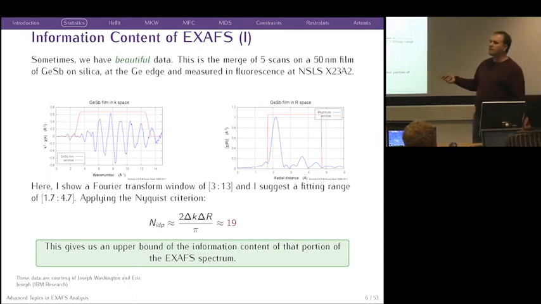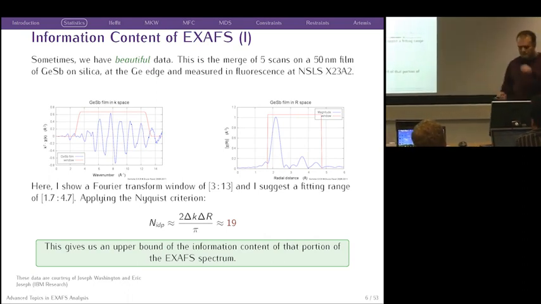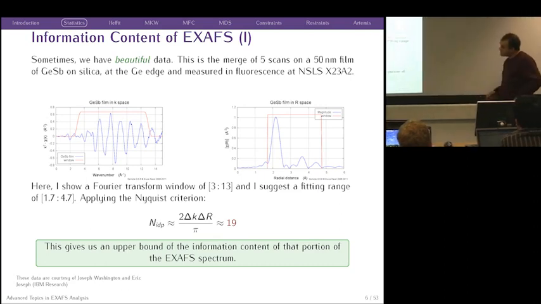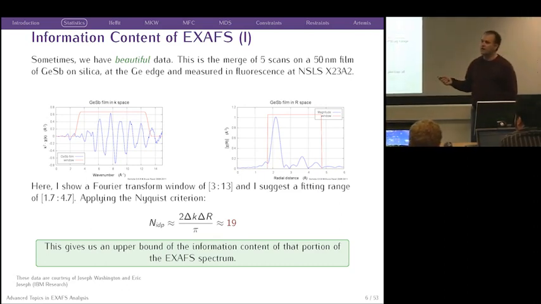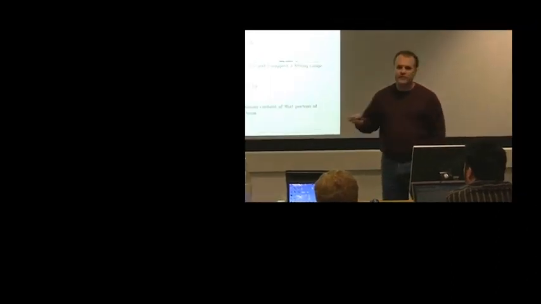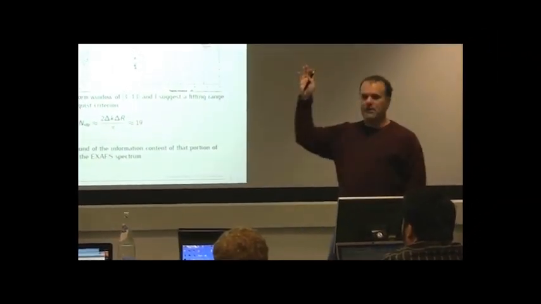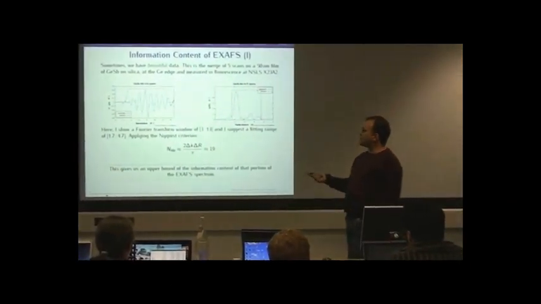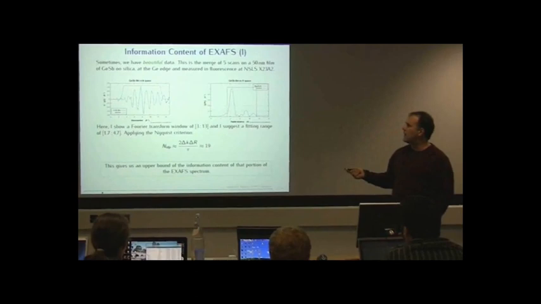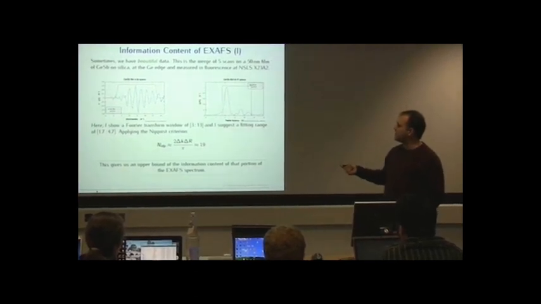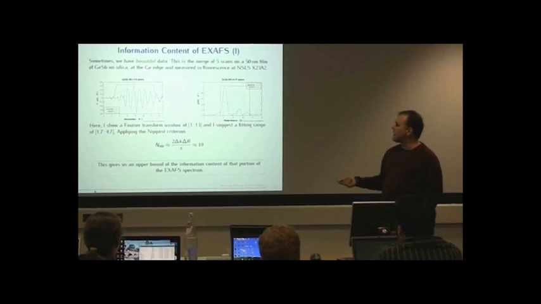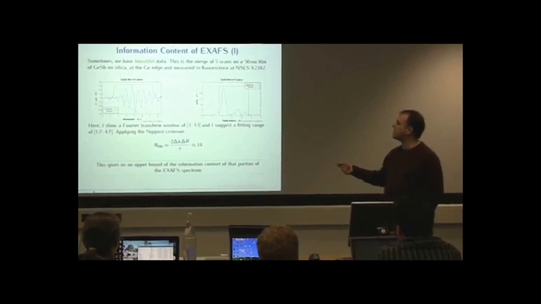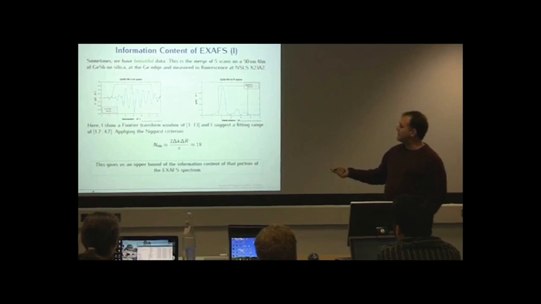But the amount of information that can be contained in a signal like this has something to do with the width of the band in the original space and the width of the band in the Fourier transform space, multiplied by a constant that, if you go and read up on Fourier analysis, turns out to be 2 over pi. So the amount of information that's contained in a signal of which you examine this portion is 2 delta k delta r over pi, which for a large k range and a large range in r turns out in this case to be 19.